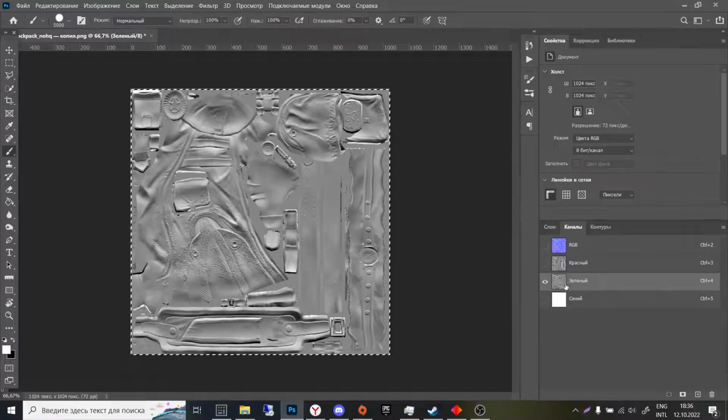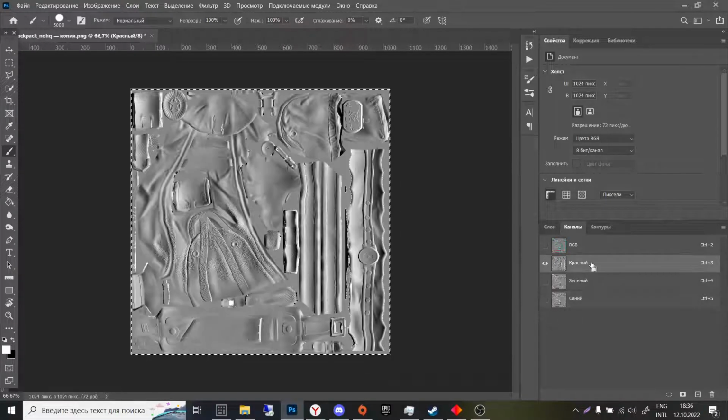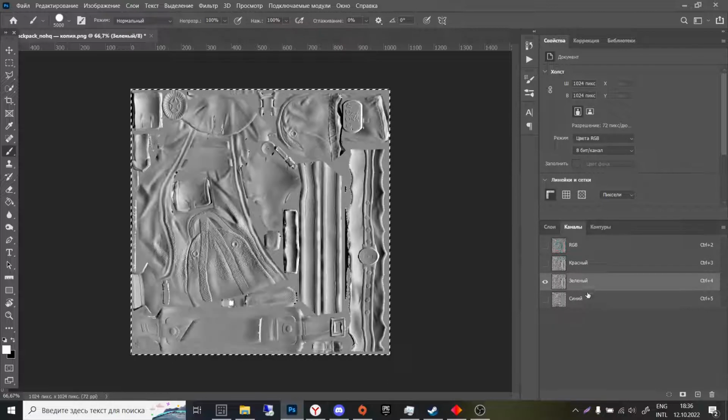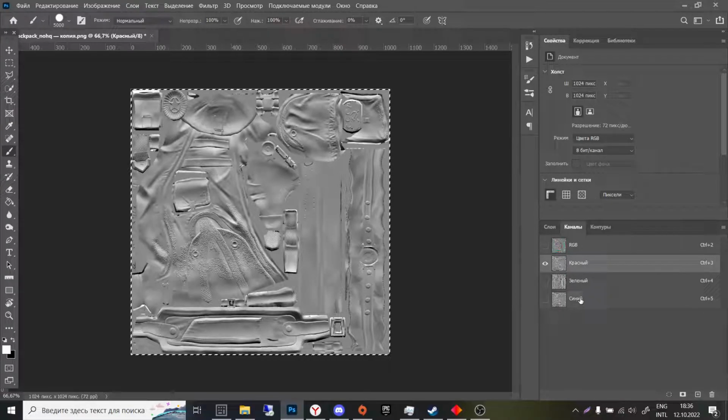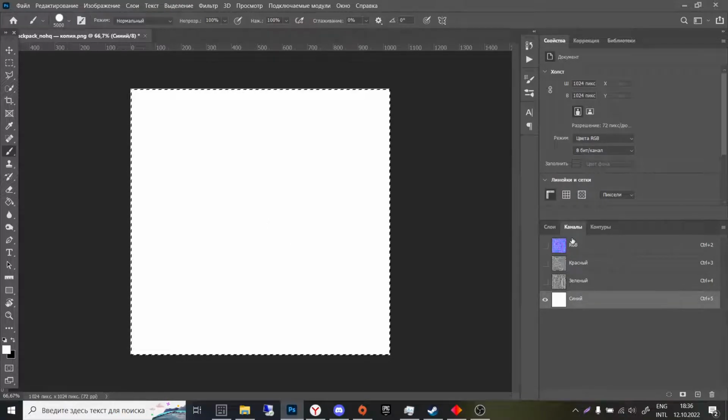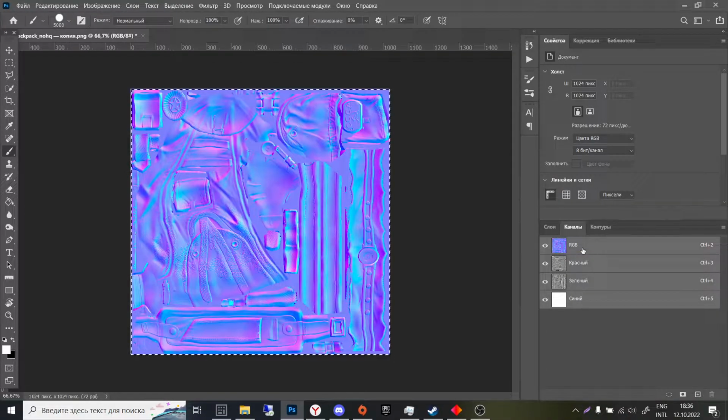And another mistake is if we swap the green channel with the red channel. For example, let's paste the red channel to the green and the green channel to the red. Now let's make the blue channel white again. As you can see, it looks like it is the same normal map, but it's not. Trust me, it's not.